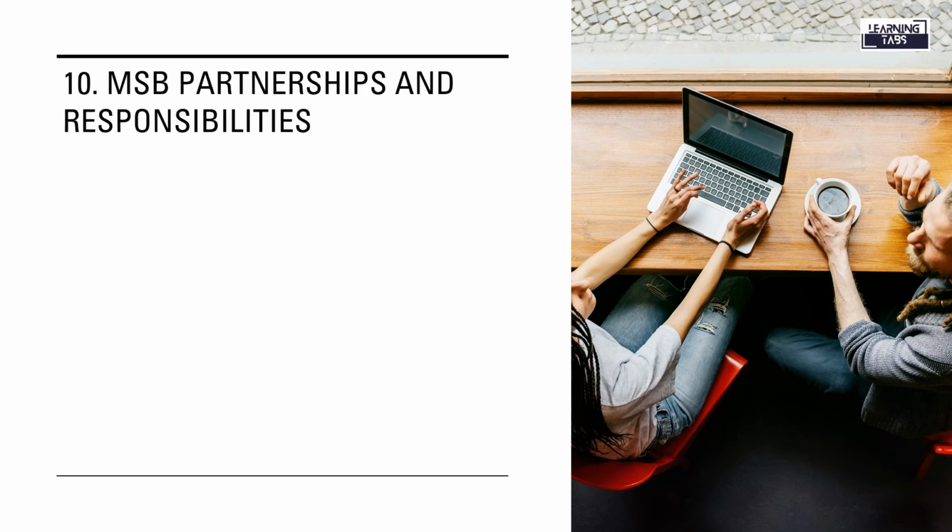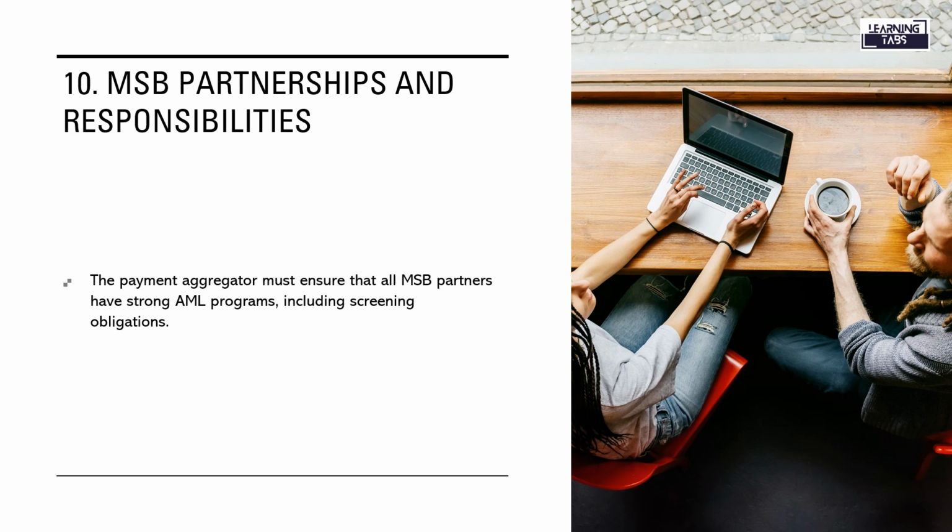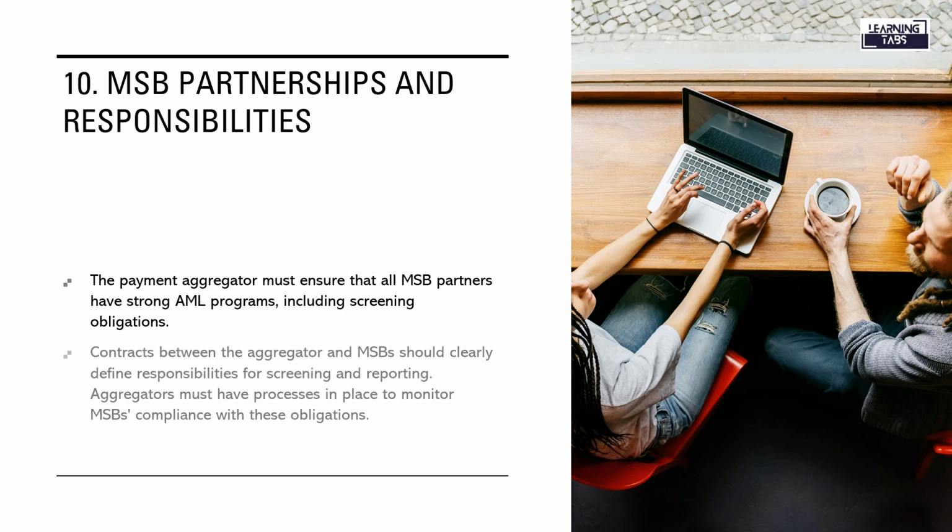Number 10. MSB partnerships and responsibilities. The payment aggregator must ensure that all MSB partners have strong AML programs, including screening obligations. Contracts between the aggregator and MSBs should clearly define responsibilities for screening and reporting. Aggregators must have processes in place to monitor MSBs' compliance with these obligations.